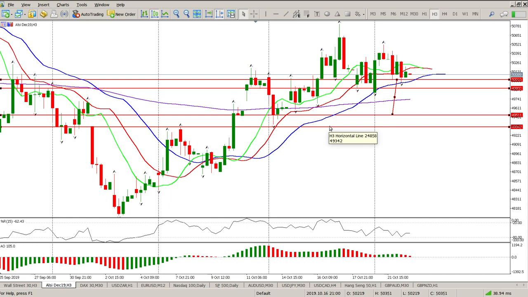Anyway guys, that's it for me today. I'm looking for shorts, but obviously not looking to jump in at the open. Wait for some kind of pullback and then look for the entry.